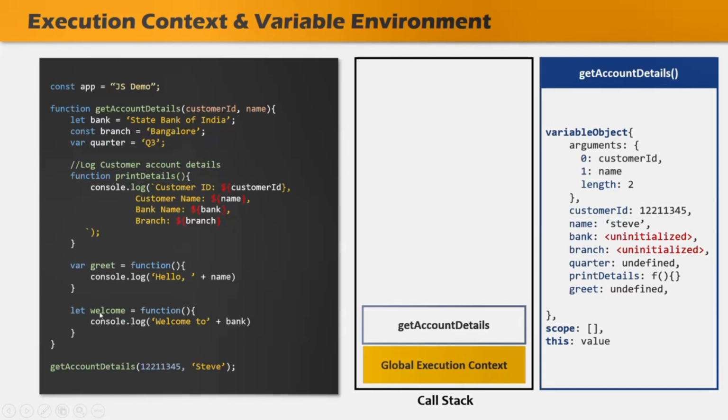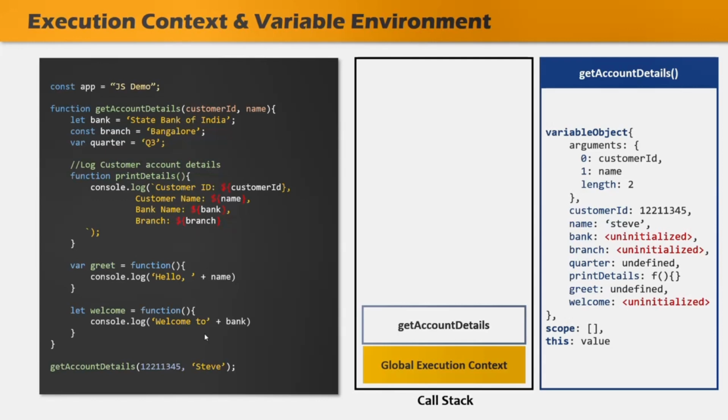Then we are also creating this welcome function, and again we are creating it using function expression syntax. So a property called welcome will be created in this variable object, but since this variable is created using let keyword, it will be assigned with uninitialized. In case of a variable created using var, it was assigned with undefined, but this welcome variable is created using let keyword, so it is assigned with uninitialized.